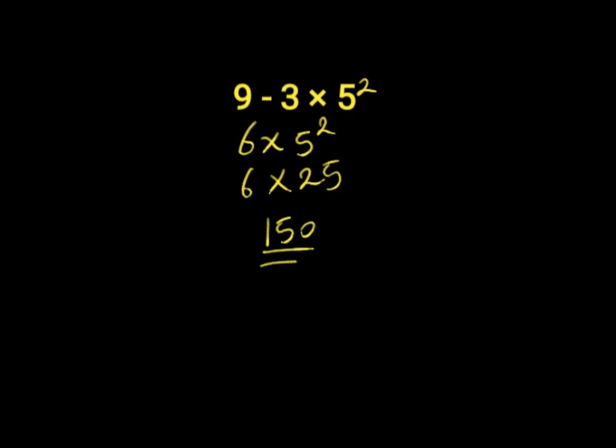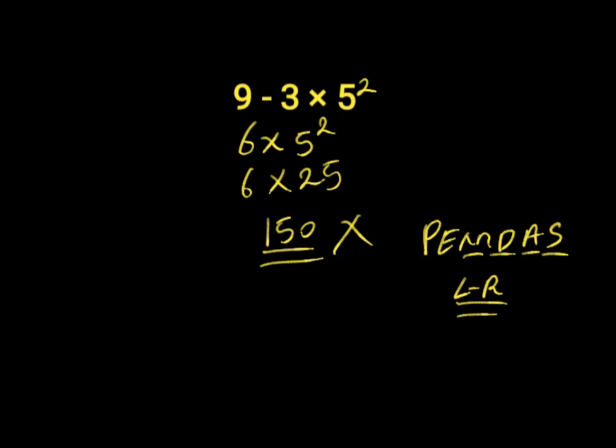150. 150 is the wrong answer to this question because we did not work with the order of operation, which is PEMDAS. In PEMDAS, we have parentheses, exponents, multiplication, division, addition, and subtraction. Multiplication and division have equal priorities, such as addition and subtraction, working from your left to your right in order to arrive at a correct answer. Let us solve the right answer to this question.